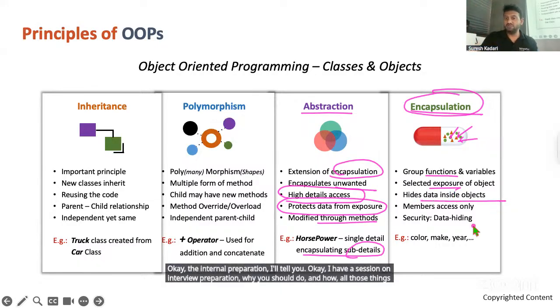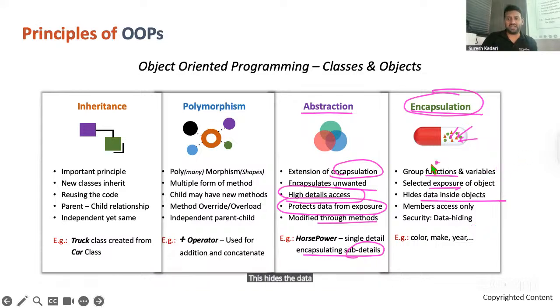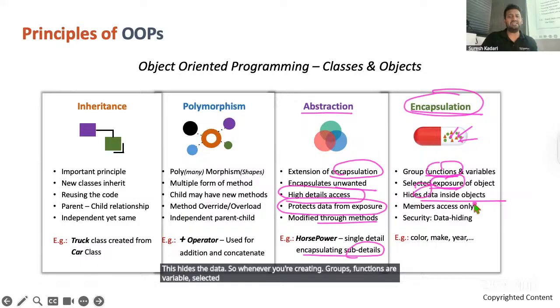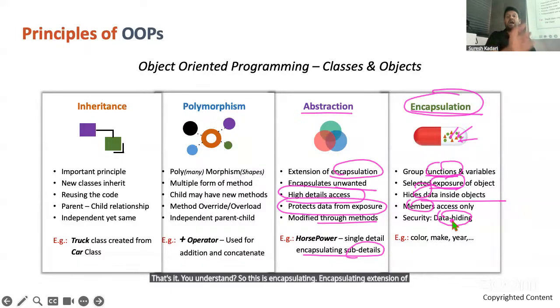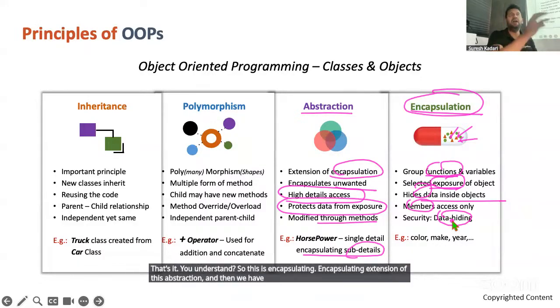Good. So this hides the data. Whenever you're creating groups, functions or variables, selected exposure hides the data, member access only. That's it. You understand? So this is encapsulation, an extension of abstraction, and then we have polymorphism and we have inheritance, high to low.